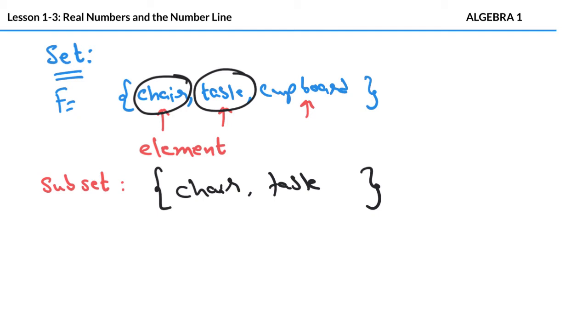So we know now that a set is a well-defined collection of objects. Each object is called an element of the set. A subset of a set consists of elements from the given set. You can list the elements of the set within brackets. So with this basic understanding of sets, let's move on to understanding the set of numbers.